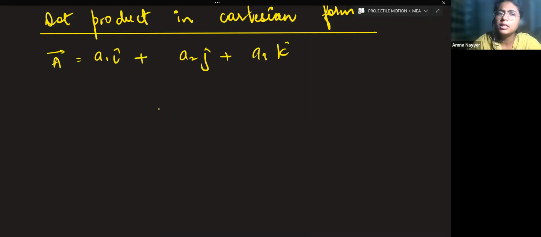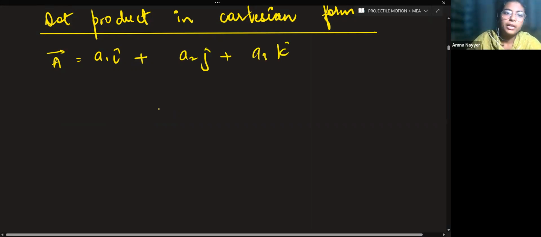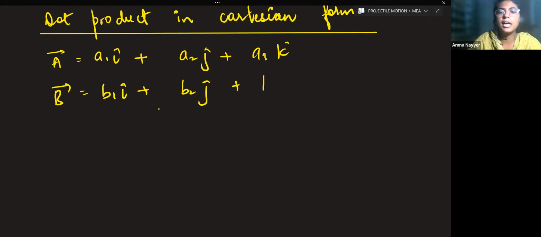This can be any vector. Coefficient can be anything, like 5 I cap minus 3 J cap plus 2 K cap. In any manner, it can be any values. Fine. And B vector is also there. So this is B1 I cap plus B2 J cap plus B3 K cap. Now, when you're taking the dot product of the vectors, this is, I think, the last theory portion. From now, we'll be just doing the questions on dot product.